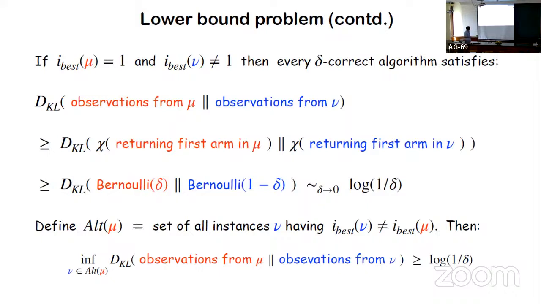And we know that the KL divergence between Bernoulli delta and Bernoulli 1 minus delta asymptotically behaves like log 1 over delta. This gives us this expression, where I construct the set of all instances nu which have a best arm different from that of mu, and this inequality is true for any delta, for whatever samples are drawn by the delta correct algorithm. Since this is true for every nu in this alternate hypothesis, if I take an infimum over all such nu, then this inequality must be true, and this we are going to simplify.